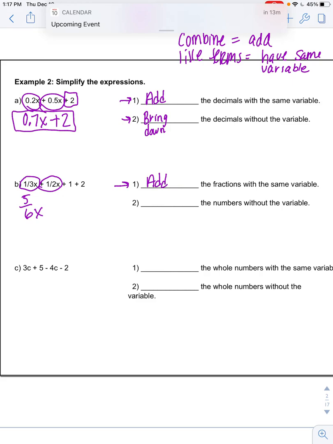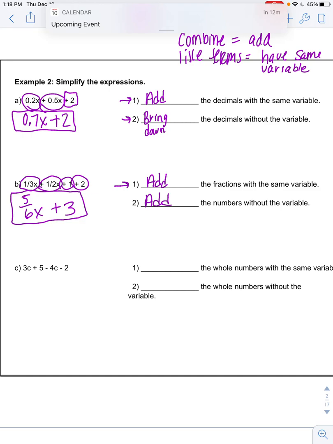And then our second step says blank the numbers without the variable. So we have two numbers without a variable. We have 1 and we have 2. So we're going to go ahead and add those numbers together as well. So 1 plus 2 equals 3. And that is our final answer because we cannot add 5/6 x plus 3 because 3 does not have an x. Okay?